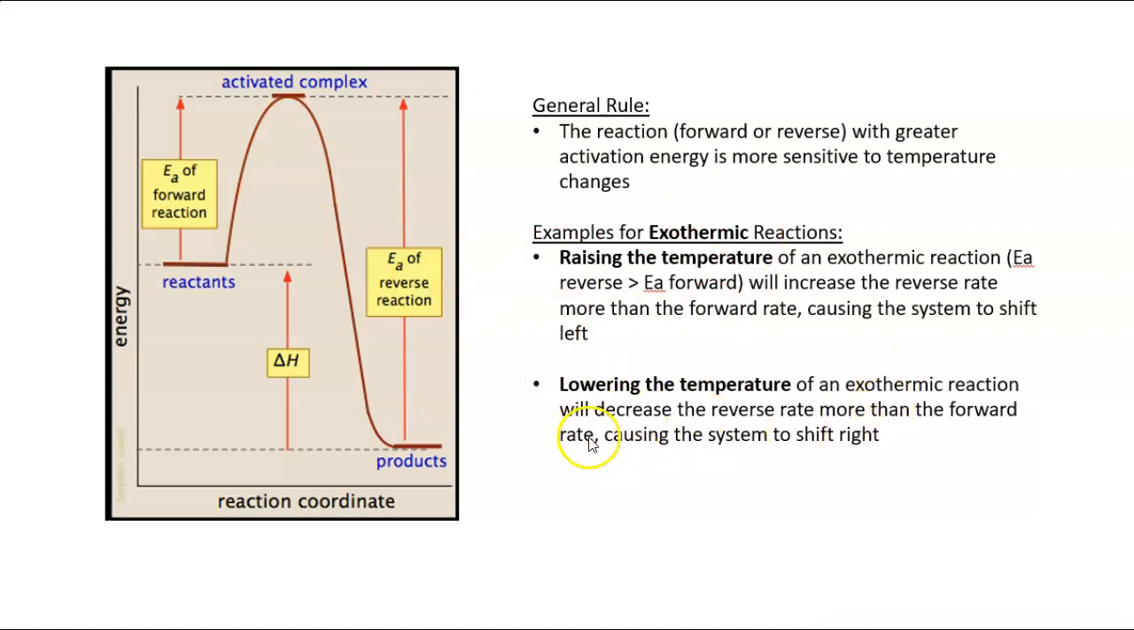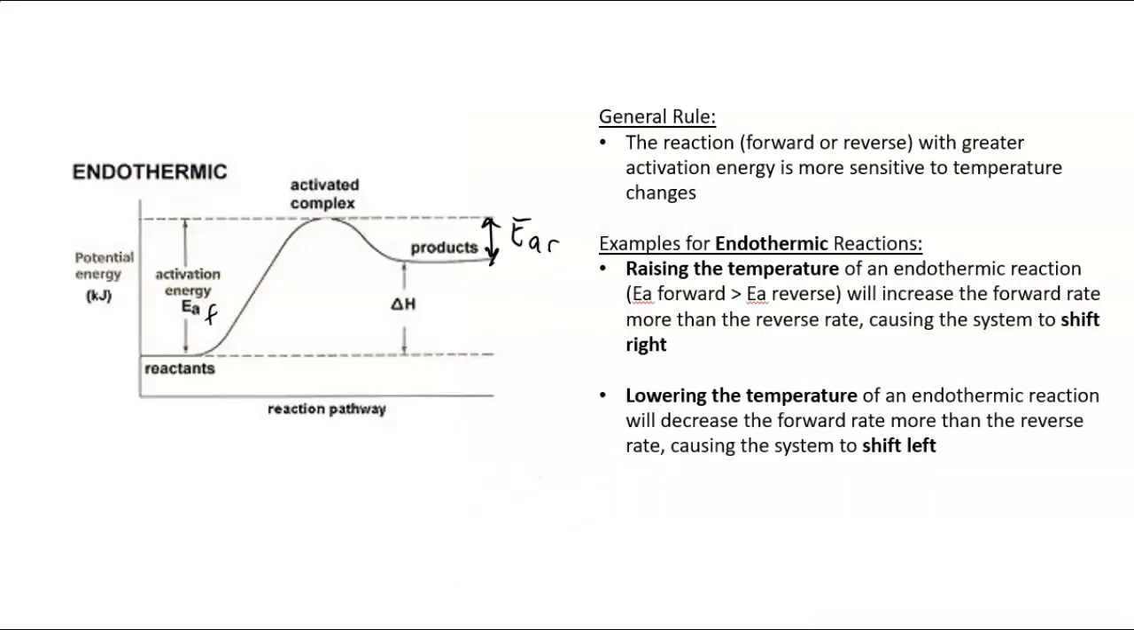Meanwhile, if we were to lower the temperature of this system, both the forward and reverse rates would go down, but the reverse rate would go down more than the forward rate because the activation energy is greater, causing the right shift that we know to be true. Same explanation for endothermic. I just wanted you to see a model of it.